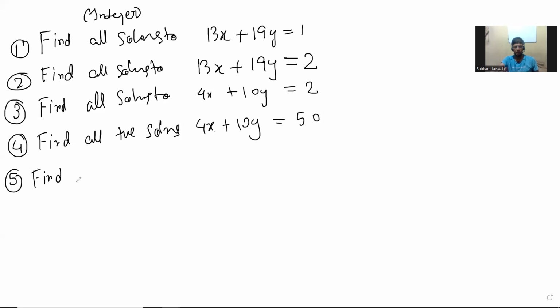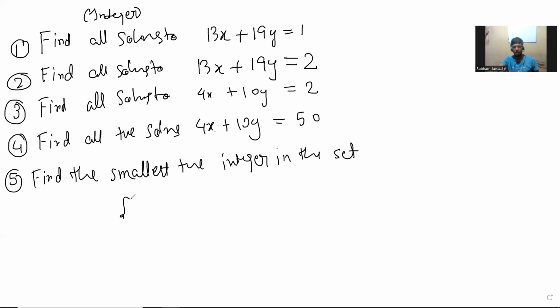Find the smallest positive integer in the set 4x plus 10y, where x and y are integers. So this is a set of integers, right? You have a lot of integers there. But what is the smallest positive integer that is there in that set? Okay. So this is easy.